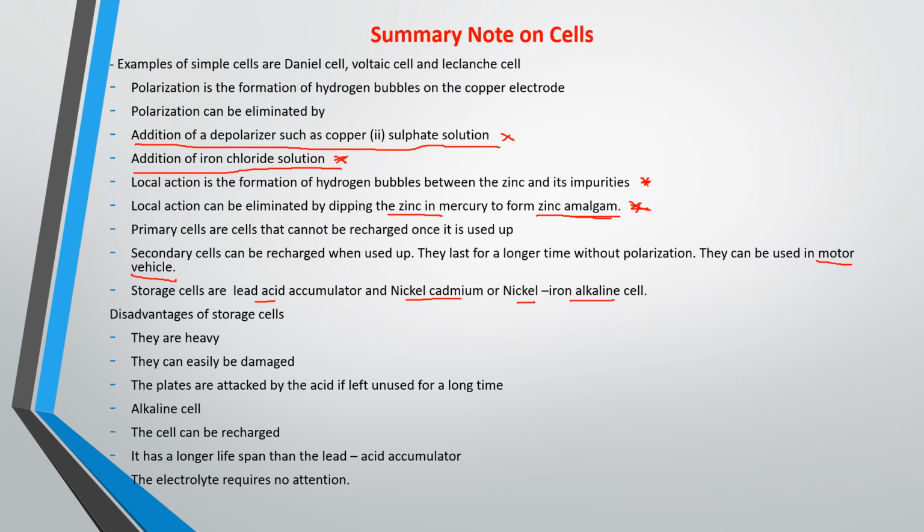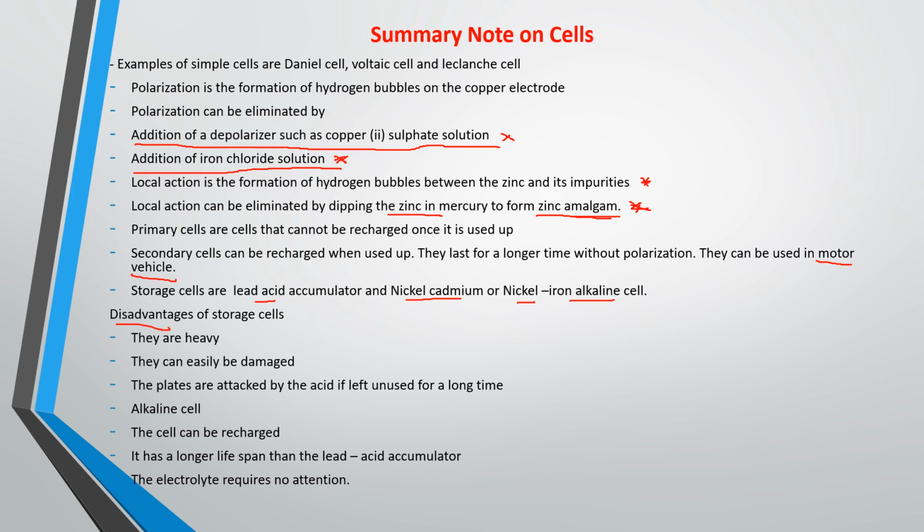These secondary cells still have their small disadvantages. One of them is that they are heavy. If you carry a car battery, it always has weight, so it is heavy to carry. They can easily be damaged if they fall from your hand. The plates are attacked by acid if left unused for a long time, and that is true. If you leave these batteries for a long time, you see some coating forming on the plates.